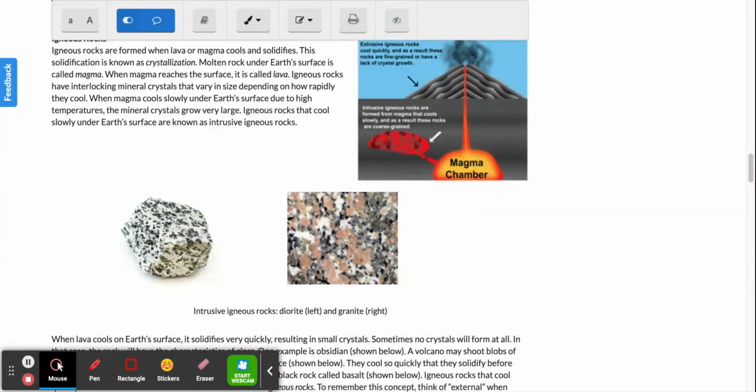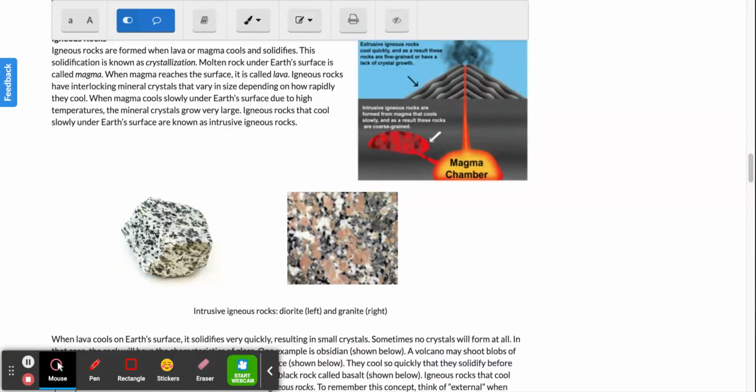When magma cools slowly under Earth's surface due to high temperatures, the mineral crystals grow very large. Igneous rocks that cool slowly under Earth's surface are known as intrusive igneous rocks. Intrusive igneous rocks: diorite, left, and granite, right.